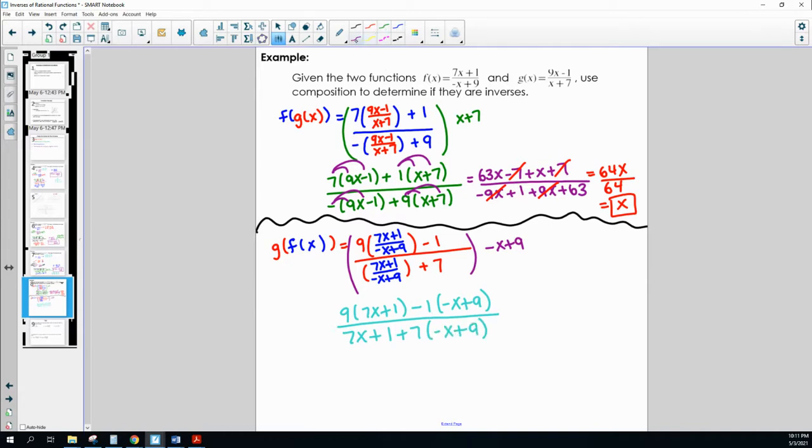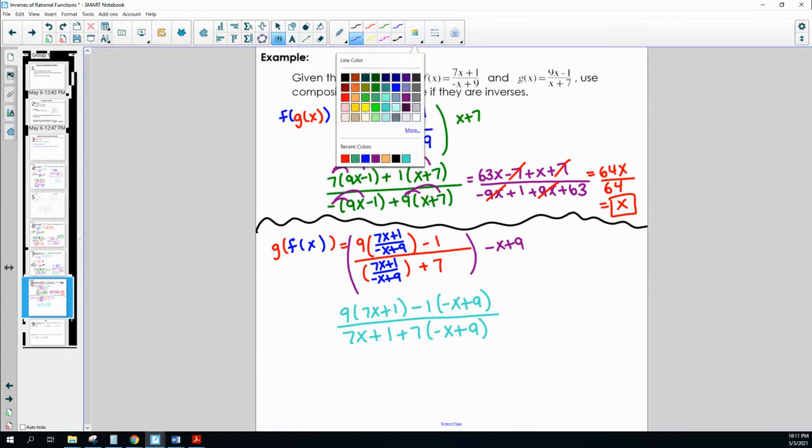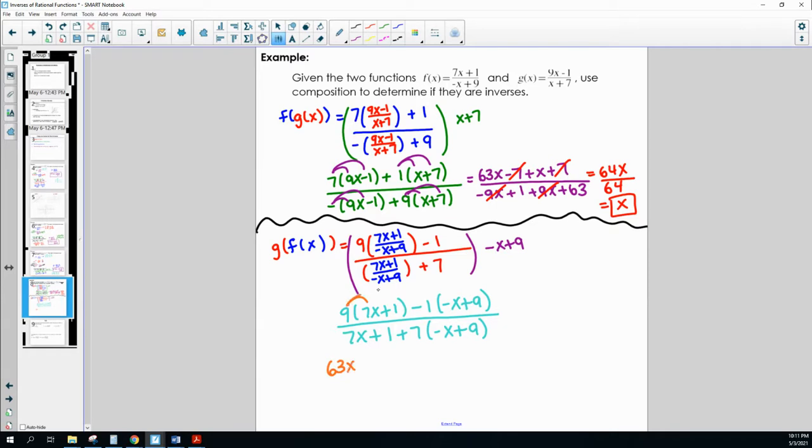And then lastly, we're just going to try to simplify this a little bit. Okay, so we're going to distribute. 9 times 7x is going to give us 63x. 9 times 1 is going to give us 9. Negative 1 times negative x is going to be positive x. Negative 1 times 9 is going to be negative 9. In the denominator, we have 7x plus 1, and then we're adding the 7 times the negative x, so negative 7x. 7 times 9, 63.